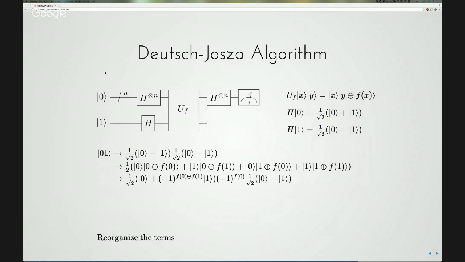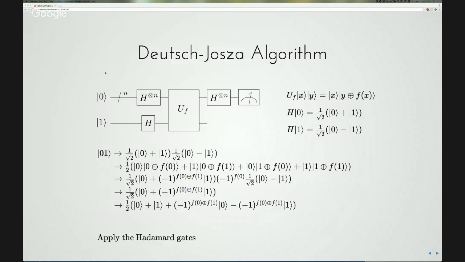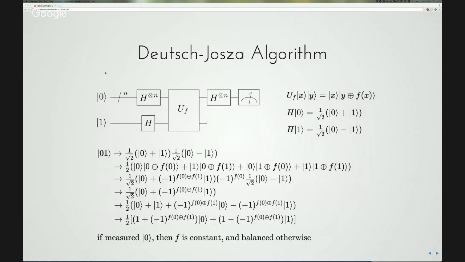And then you reorganize the terms to make it look that way. I'm poorly describing this, but there's really not much else I can say about this process. And you can ignore the second qubit, in fact, after this process. So you can see I ignore the second term. And then you apply the Hadamard gate to the first qubit, which gives us this superposition. And that's basically it.